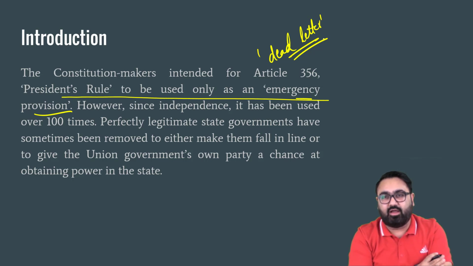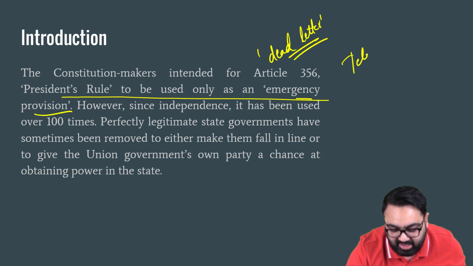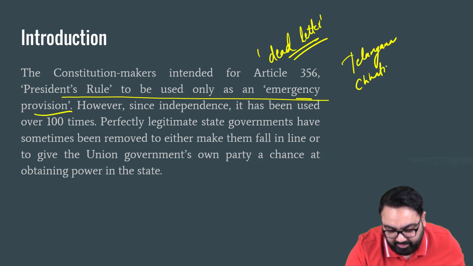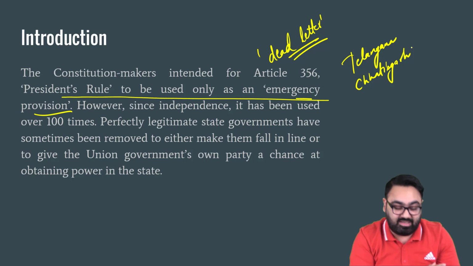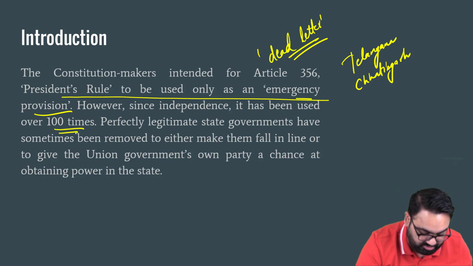In the history of India, right now, there are only 2 states that have never had a President's rule because they are new states. One is Telangana, formed in 2014 only, and the other is Chhattisgarh, that came into being in the year 2000. These are the only 2 states that have never had an instance of president's rule. All other states have had instances of president's rule. There have been over 100 times that this has been used.